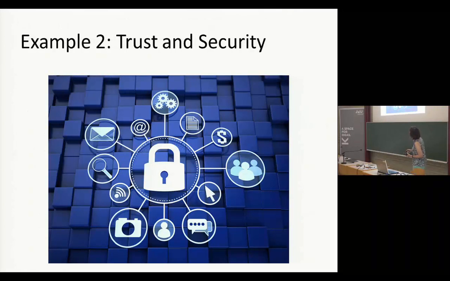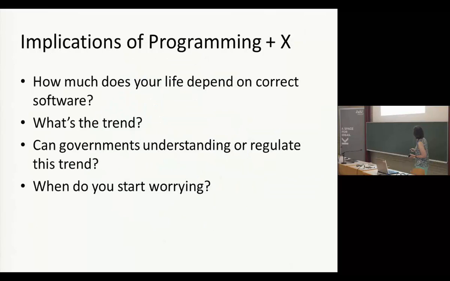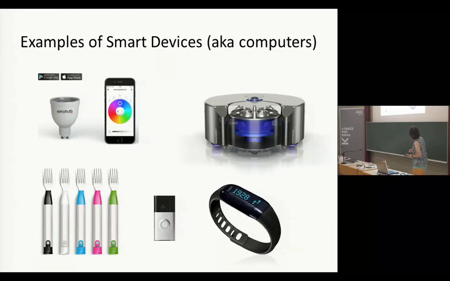on the world. And I have a second example, and my second example is trust and security. So back to this. This one I actually have as one of the applications there. So what we really want to know is how much does your life depend on correct software? What's going on? Can the government understand it? Can they regulate it? When should you start worrying?